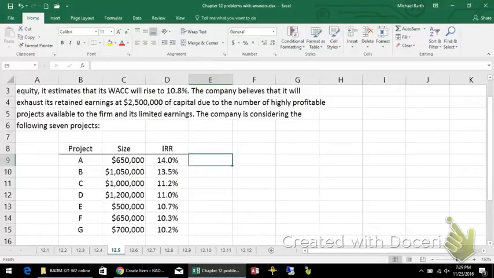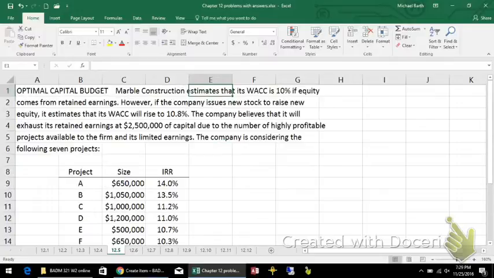This is problem 12.5 from Chapter 12 of Brigham and Houston, Fundamentals of Financial Management, Concise, 9th edition. And here we're asked to apply some basic capital budgeting concepts. In general, when companies are trying to choose from a selection of projects, they want to choose the package of projects that has the highest net present value. All right, we're not given that information in here.